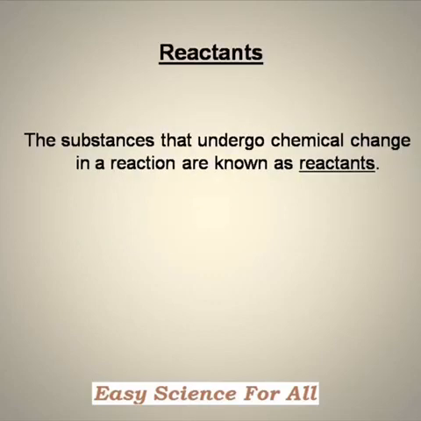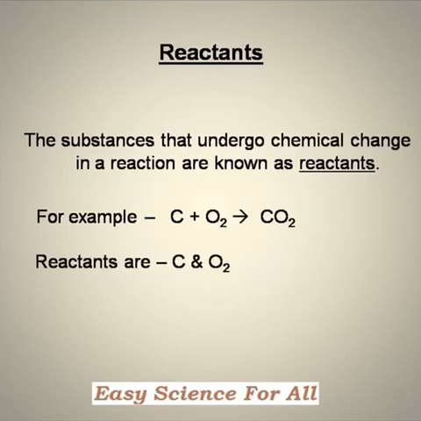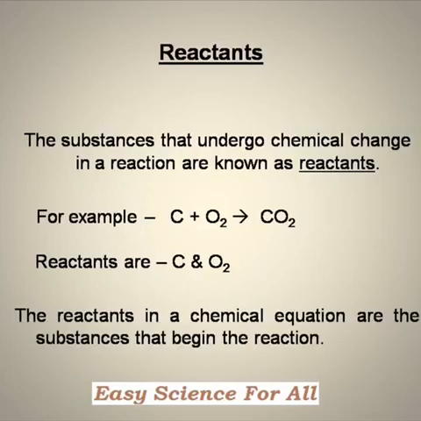The substances that undergo chemical change in a reaction are known as reactants. In this example, carbon burns in oxygen to give carbon dioxide. So, as per the definition of reactants, carbon and oxygen are the reactants because they are forming a new product, that is carbon dioxide. A chemical reaction always begins with the reactants.